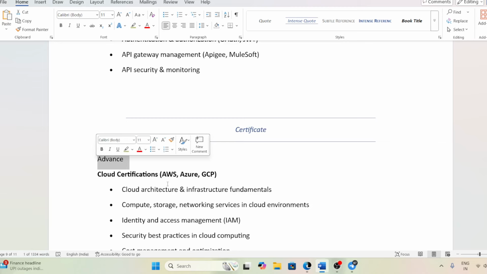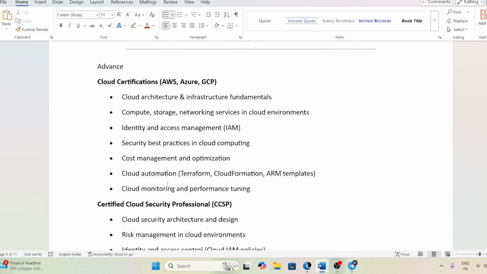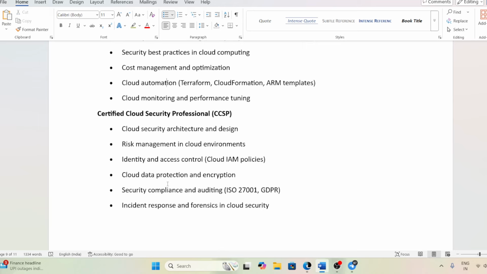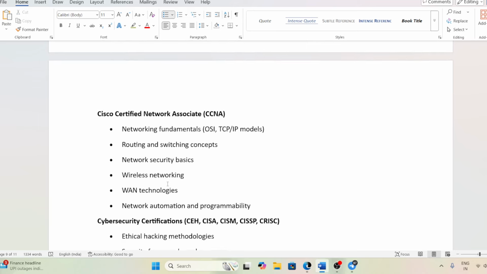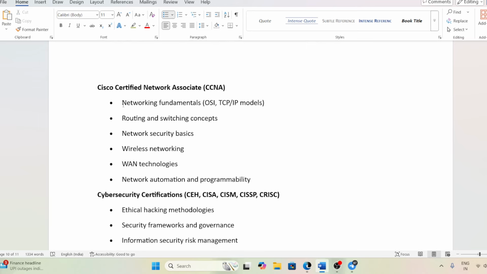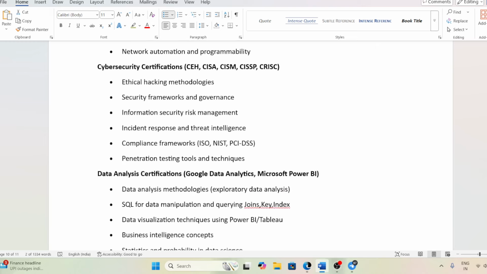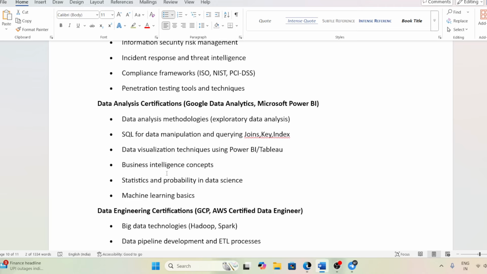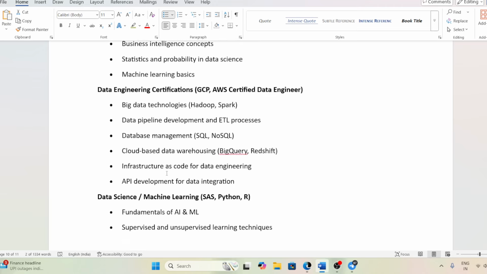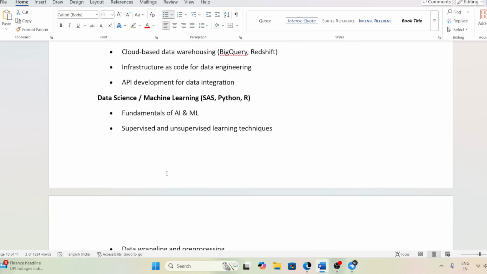In that, we have AWS, CCSP, CCNA. CCNA, a student who has strong fundamentals of networking can do this. Then cyber security certification, data analytics certification, data engineering certification, like these.